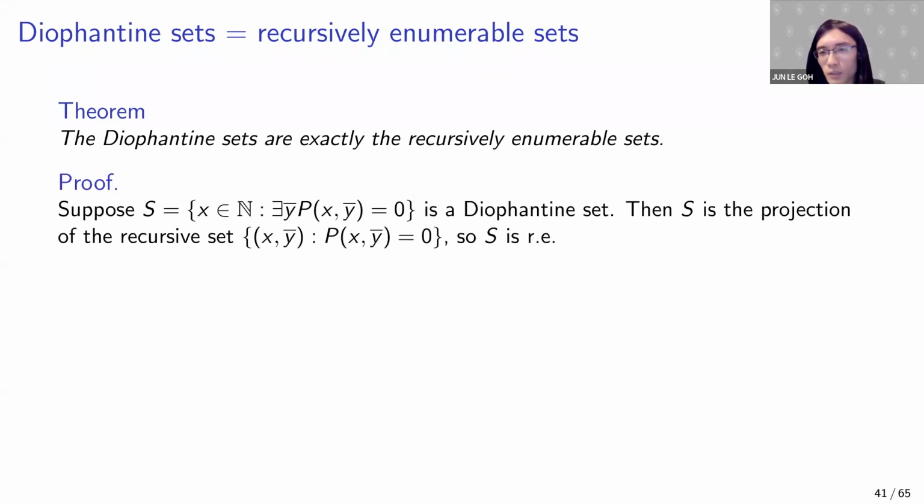Let's talk about the proof of this theorem. It is quite easy once we have the big theorem that we just finished. In one direction, suppose that S is a Diophantine set. Because it's a Diophantine set, I can fix a Diophantine definition as follows. S is the set of all x such that there exists y, Pxy equals 0, and P here is a Diophantine equation, a polynomial with integer coefficients.